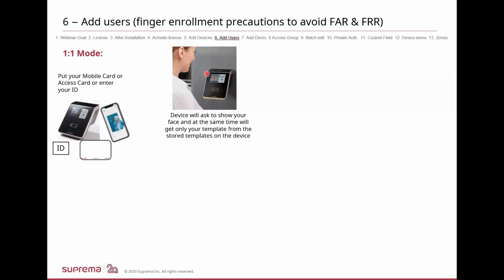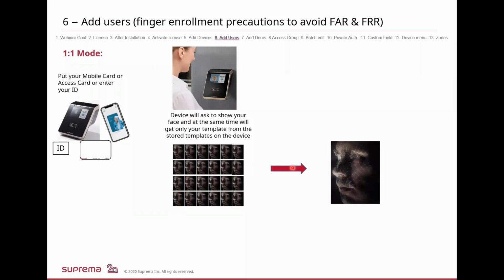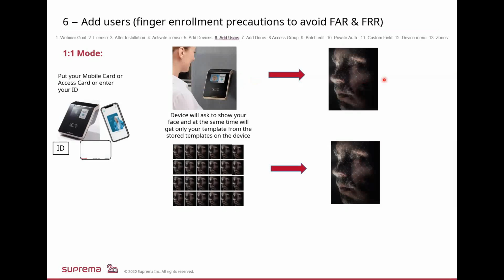While the device is asking you to show your face, the stored template on the device is being extracted and made ready. How does it know you? Because you identified yourself using the mobile card, access card or ID. So in the background, while the device is asking you to show your face, at the back end the device is searching all the stored templates and getting your template which matches your ID, access card or mobile card. Then the device has already taken your live template, so it has your live template to compare with the stored template.